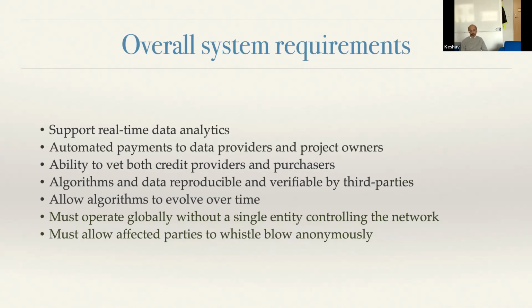Of course, we want algorithms and data to be reproducible and verifiable with third parties. That increases trust in the whole system. We want algorithms to evolve over time. We want it to operate globally. We don't want a single entity controlling the network because, again, a single entity controlling the network means you have the possibility of corruption, given the billions of dollars flowing through. And the last one is a bit weird, but we know that projects can affect local livelihoods. We want the people whose livelihoods might be affected to be able to whistleblow anonymously. So that's more of a concern about the impact on local people.